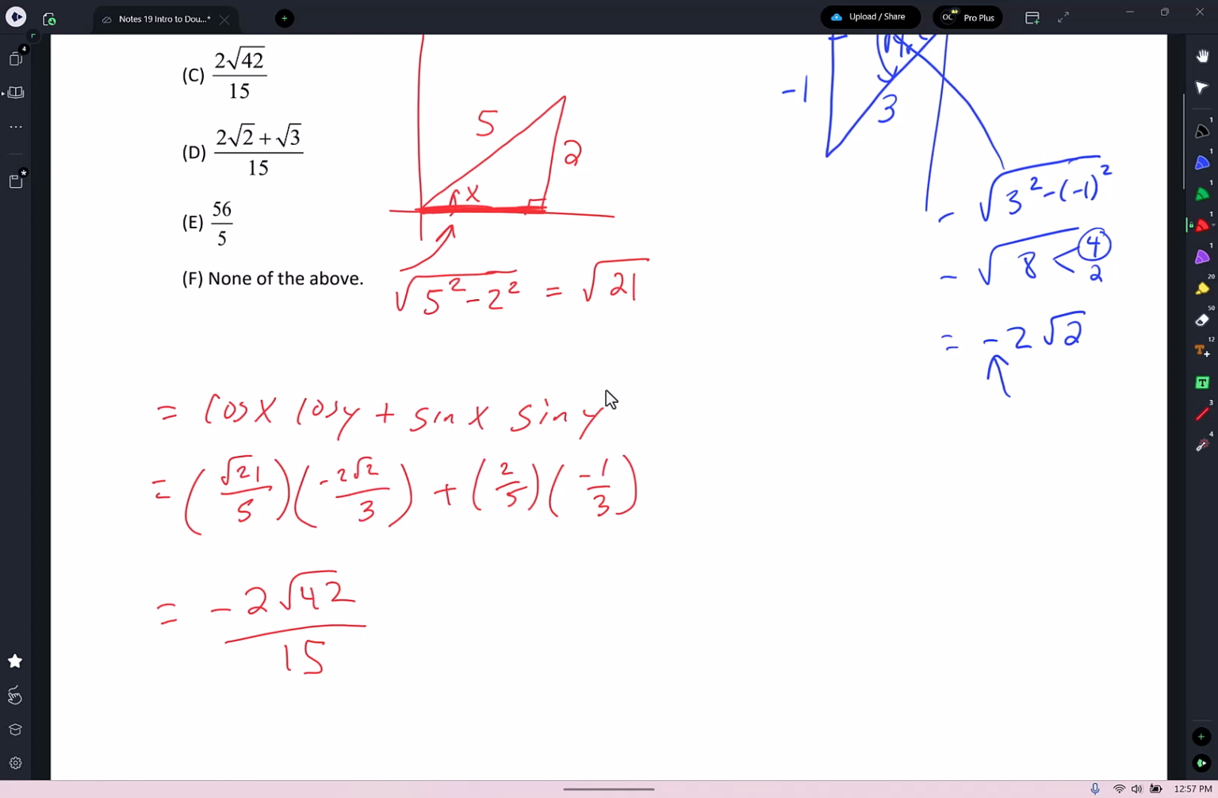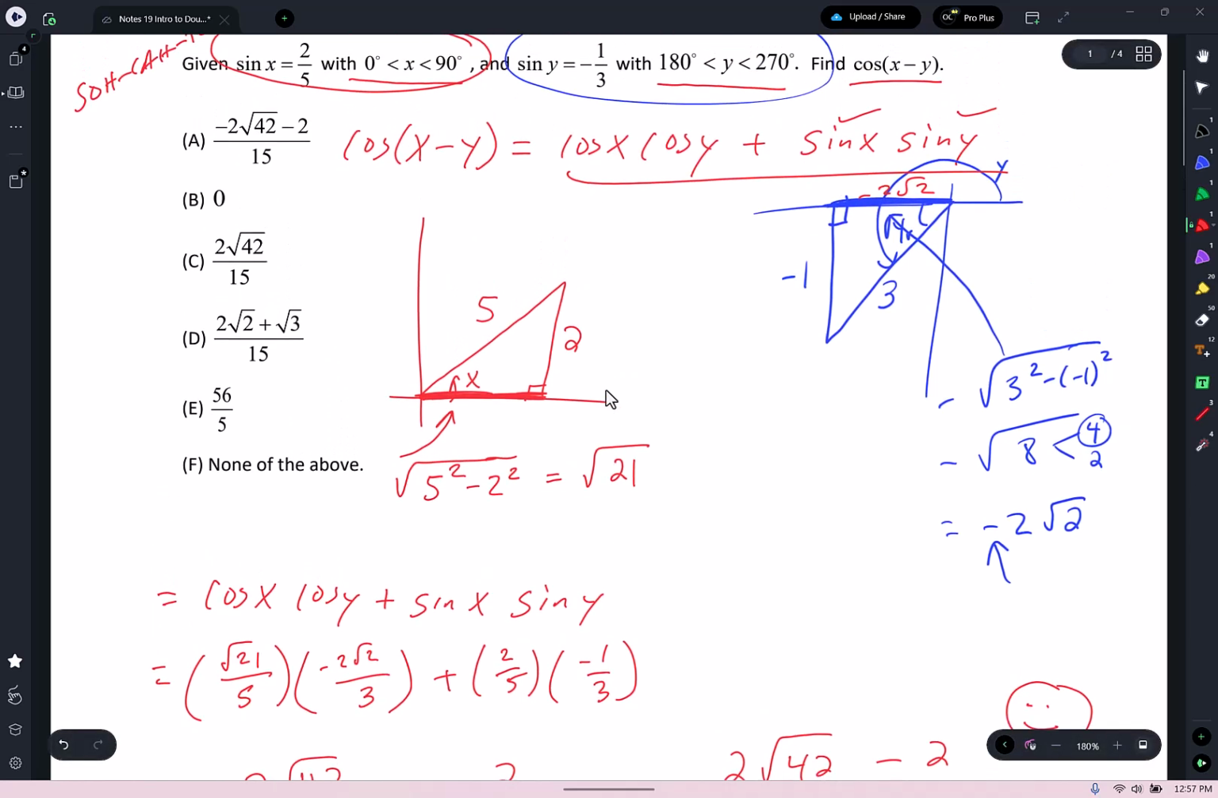And then positive times the negative is a negative, so minus 2 over 15. So putting it all together, guys, you're going to have negative 2 square root of 42 minus 2 all over 15. Yay! And then we look for that answer. And there it is. What do you guys think? Was that one extreme or no? Okay.